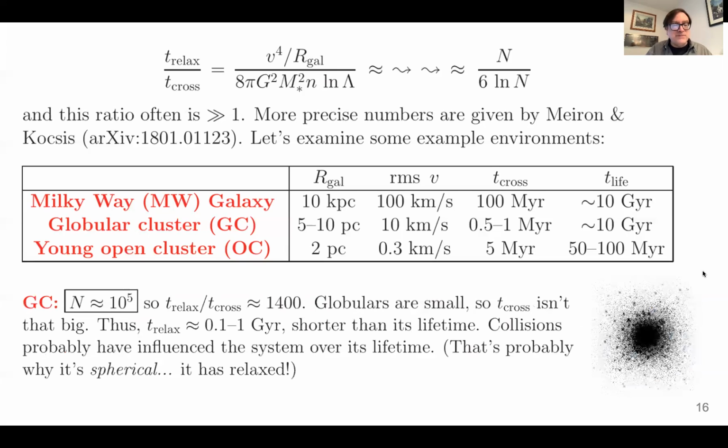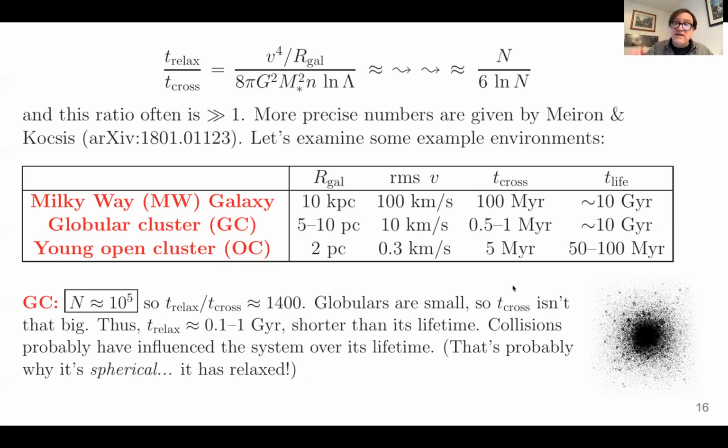Okay, so the next example is the globular clusters. You've seen pictures of them, jewel boxes of space, they sometimes call them. They have hundreds of thousands of stars in them. So the ratio at the top there is something like 1,000. They're small, so the crossing time is not that large. When you work out the relaxation time, if the crossing time is about 1 million years, the relaxation time is now about 1 billion years, since it's a factor of 1,000. And that's shorter than the lifetimes. So that means that collisions are important.